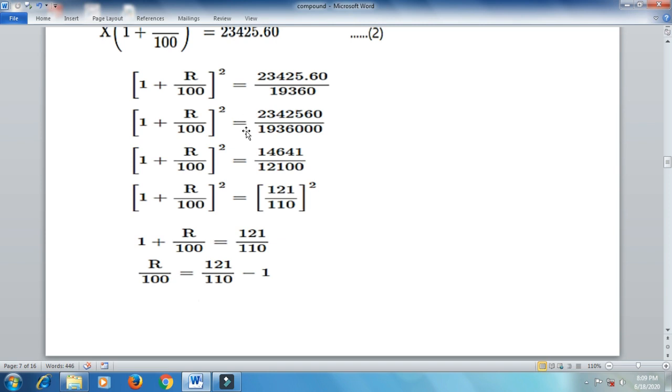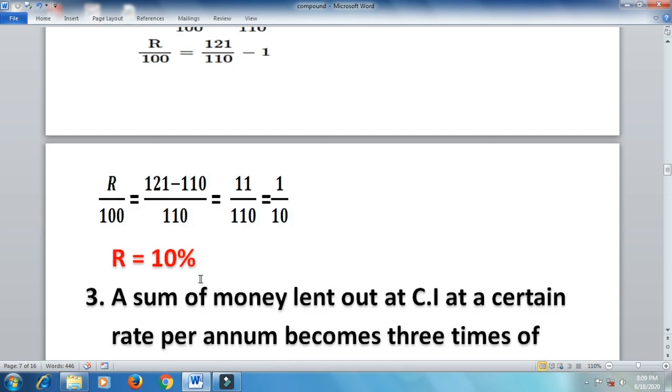Try to simplify. Here I have removed the decimal so that 2 zeros are added in the denominator, and on the left hand side 1 plus r by 100 is kept as it is. As the power is 2, I have converted the value on the right hand side to express it in power of 2. Hence we can equate 1 plus r by 100 is equal to 121 by 110. Plus 1 is shifted to the right hand side. Hence the value of r will be equal to 10%.